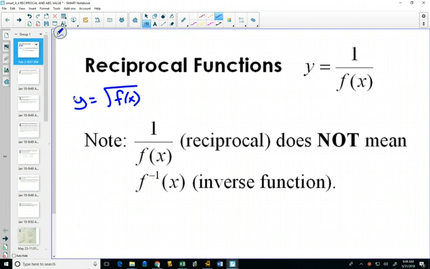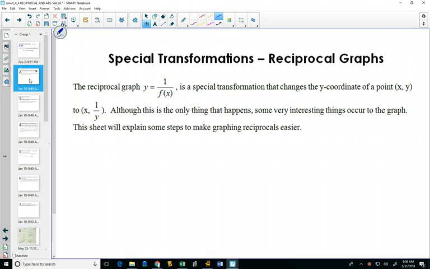A note here that 1 over f of x is not the inverse function. It's not the same as f to the negative 1 of x. Even though you can do exponents that way, in function notation, they mean two different things. Now, what I have here is some steps that we're going to go through for graphing reciprocal graphs. If I wanted to make today's lesson really, really short, this is what it would be.